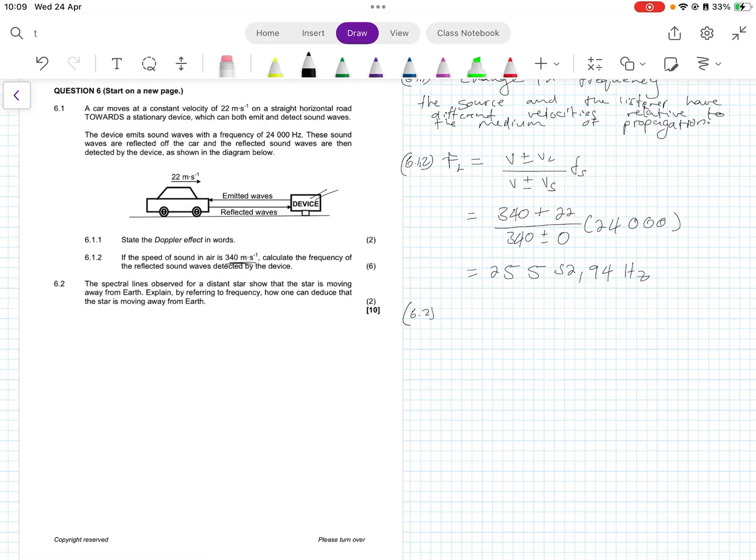Then 6.2. The spectral lines observed for a distant star show that the star is moving away from Earth. Explain by referring to frequency how one can deduce that the star is moving away from the Earth. So if the star is moving away from the Earth, it means that the spectral lines that we observe coming from the star are going to be redshifted, meaning it's going towards the lower end of the electromagnetic spectrum, the lower end of the frequency spectrum. So if a star is redshifted, it means that the frequency is decreasing.